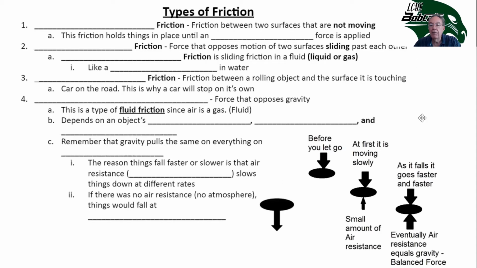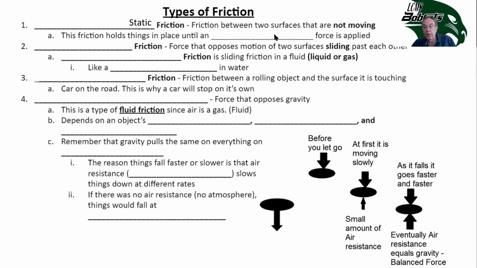You know, there's different types of friction, and most of them are pretty obvious. The first kind is when the surfaces are not moving. Two surfaces that are not moving is called static friction. It's like static electricity is electricity that's not moving. Literally, that's what the word static means, not moving. So this is not moving friction, between two surfaces that are not moving.